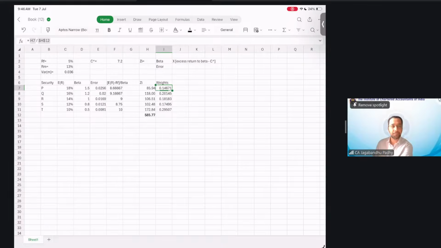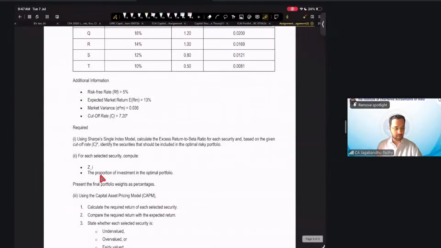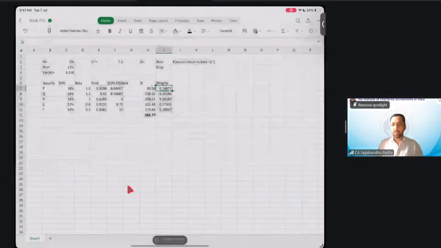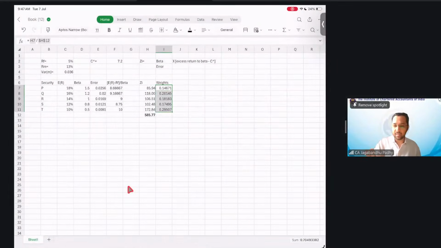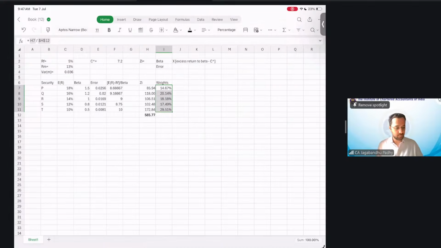Okay. Are we done? So these are the weights that we have. Now, the first part is done. You got the proportion. Present the final portfolio weights as percentages. We can present these simply as percentage.